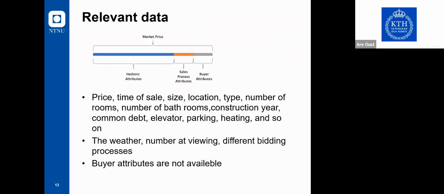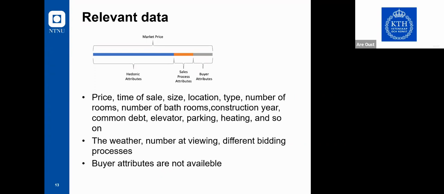And here is the next question. What is the relevant data? Historically, we have used these hedonic attributes, so all this information about the dwelling itself. That is what we have been using, and quite successfully. But in future, maybe we will try to include also these other types of attributes, at least this one, the sales process attributes. Of course, we can't know what those will be in the future, but we can know how they have looked historically, and then we can improve our models.